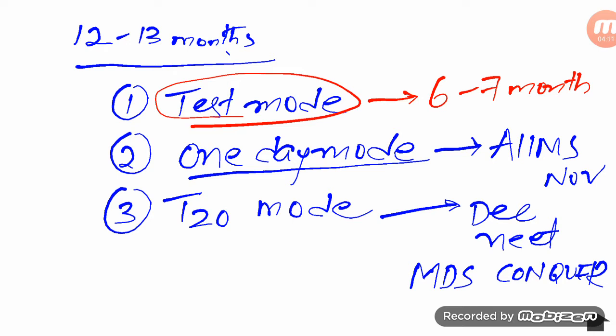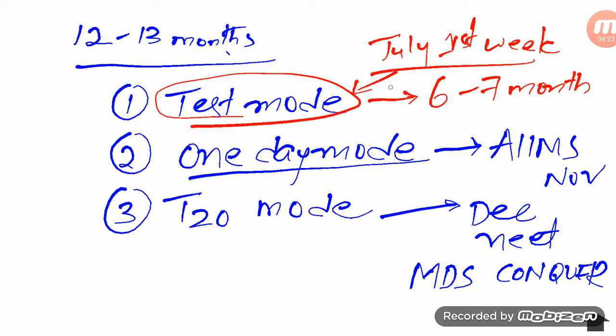So 6 to 7 months we are going to cover as much stuff as possible. The first mode will tentatively end by the July first week. Once we are done with the test mode, we will enter the one day mode, which will be completed by the last week of October, followed by 1 week of quick revision for the AIMS in November. The AIMS will be in the November first week. So a quick review in November will make you ready with this one day mode for the November AIMS.